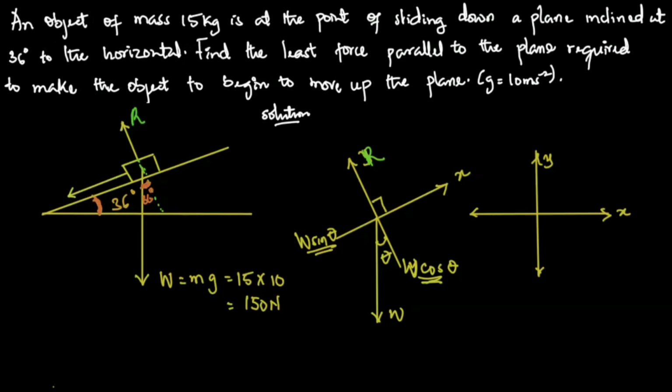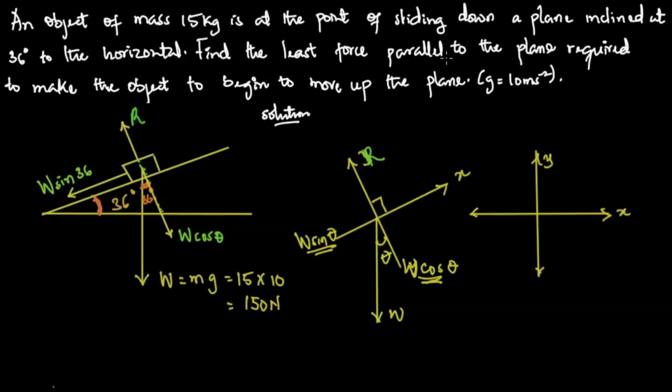Write that with a different marker. W sine theta. In this case theta is 36, so let me just write W sine 36. And resolving the weight in the y direction, we're going to have it opposite to the normal reaction. We're going to have it as W cos theta.